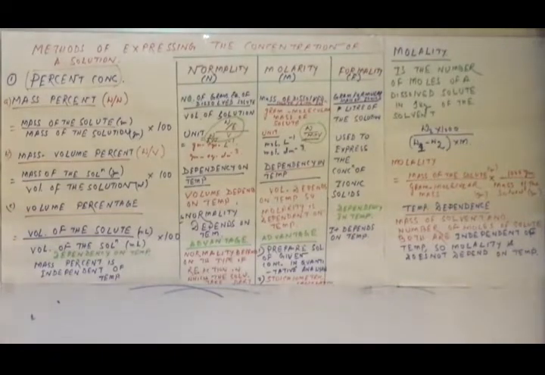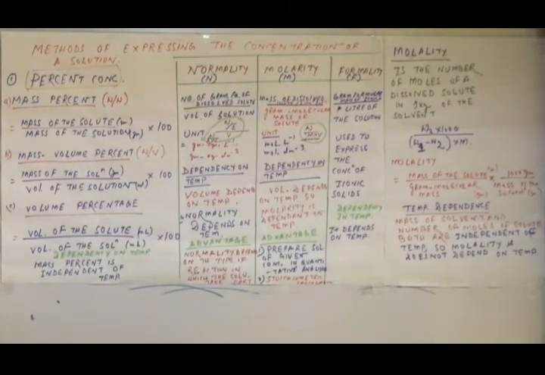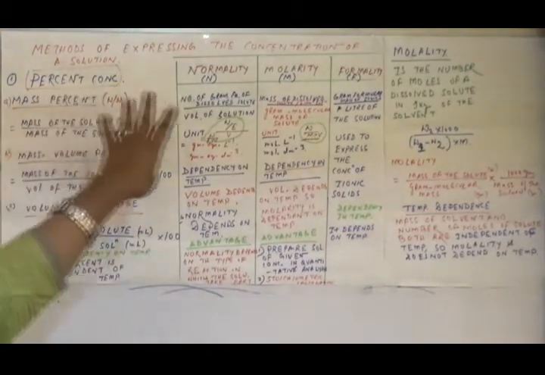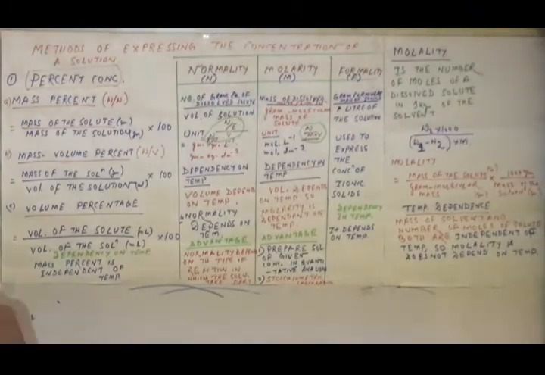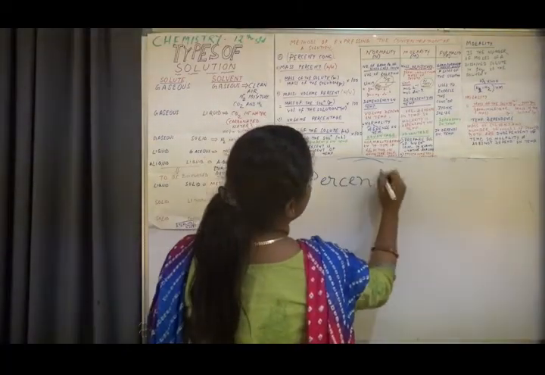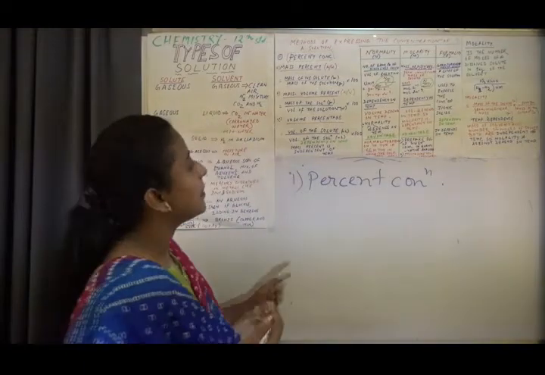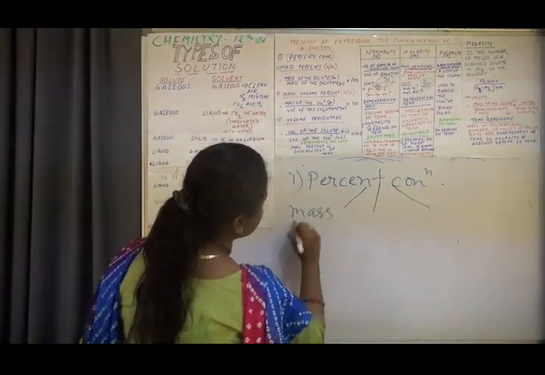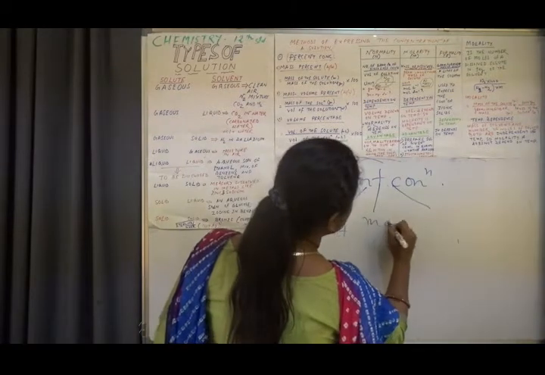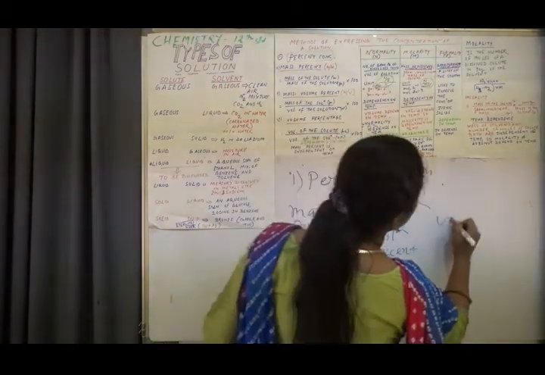How can we find the concentration of a solution? There are various ways, and lots of formulas and lots of terms will be coming in this topic. The maximum numerical sums come from this topic, which is the methods of expressing the concentration of a solution. So the first term which will be coming is percent concentration. These are the terms by which we can express the concentration of a solution. Percent concentration is divided into three categories. One is mass percent, another one is mass volume percent, and the next one is volume percent.